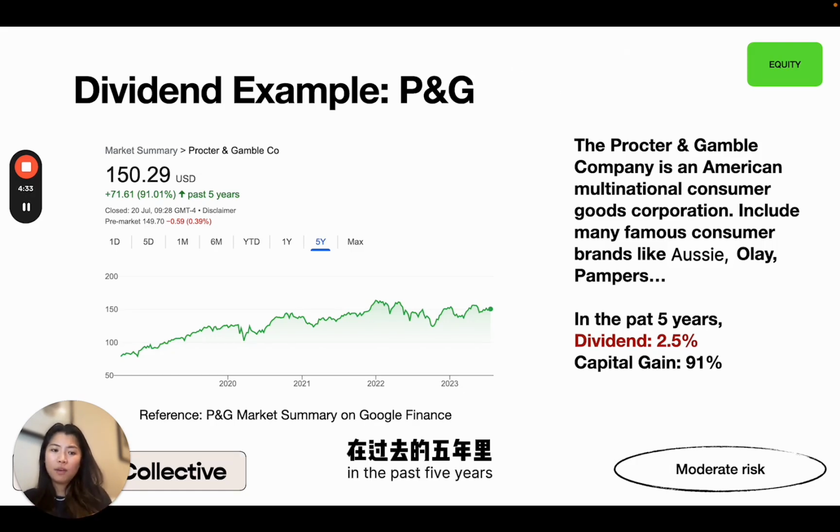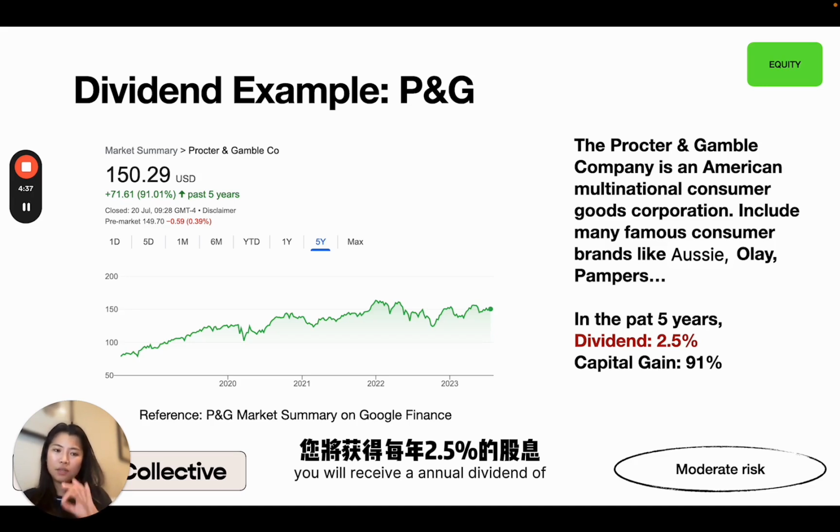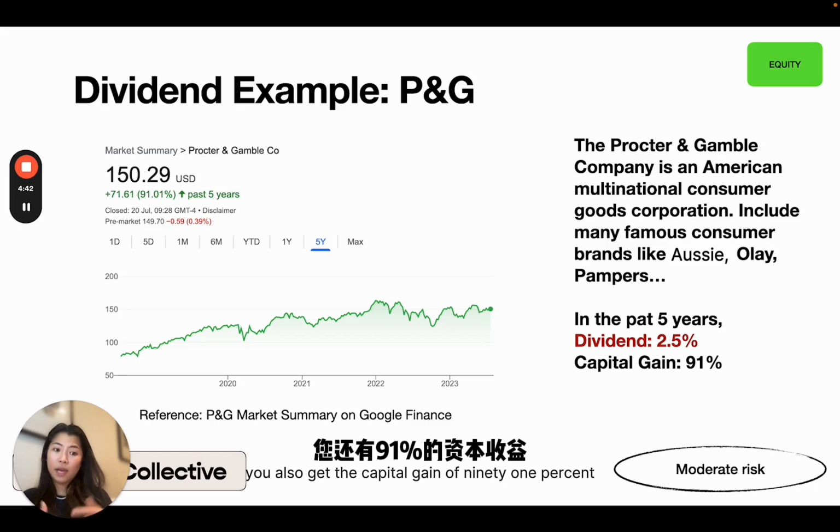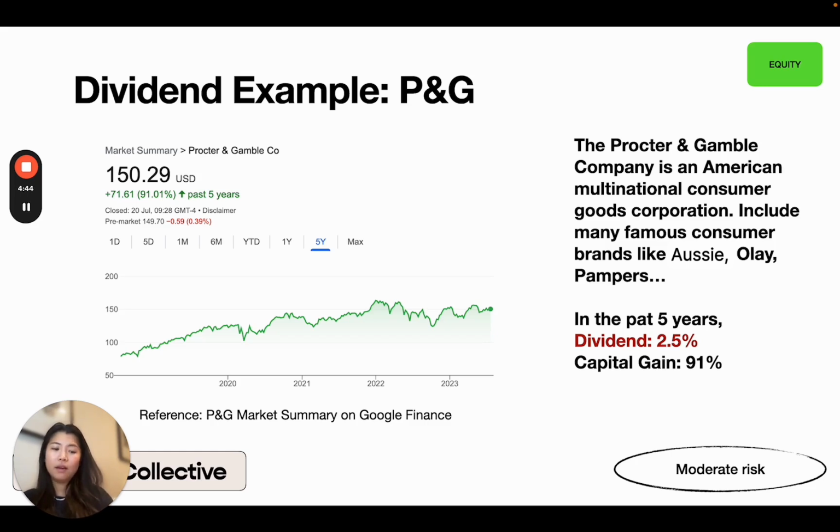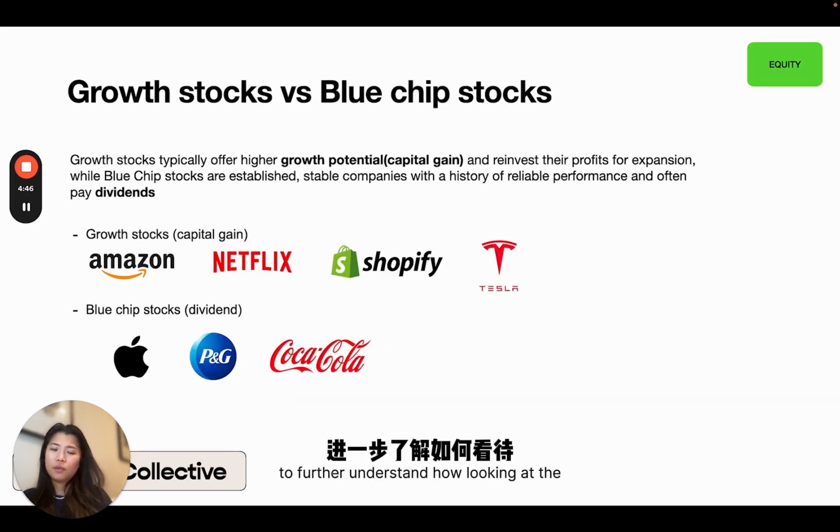In the past 5 years, if you invested 5 years ago, you would receive an annual dividend of 2.5% of your investment. On top of it, you also get the capital gain of 91%. So to further understand how to look at growth potential and also dividend, it's important to understand these two concepts.